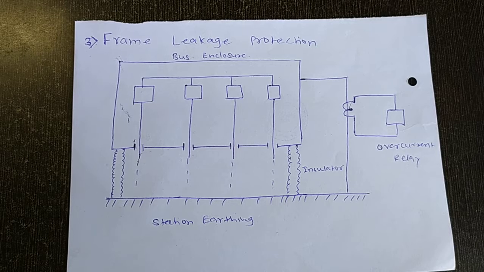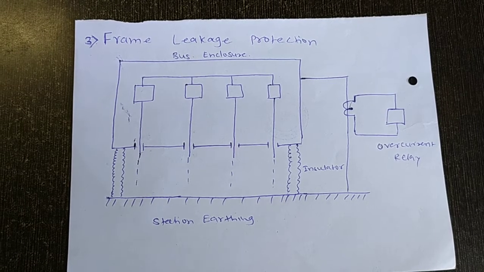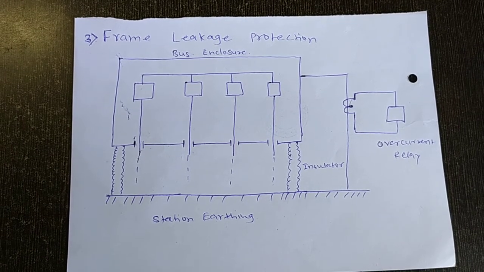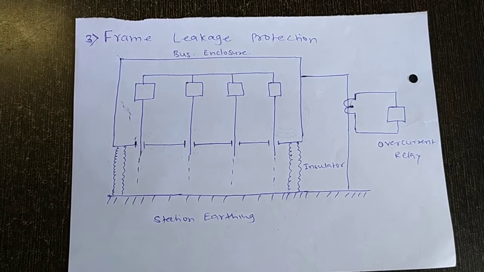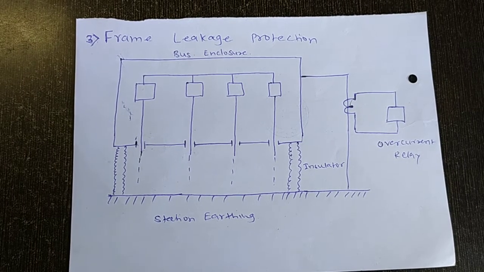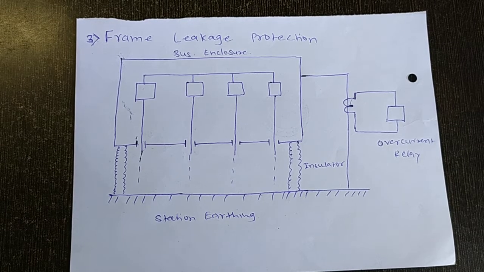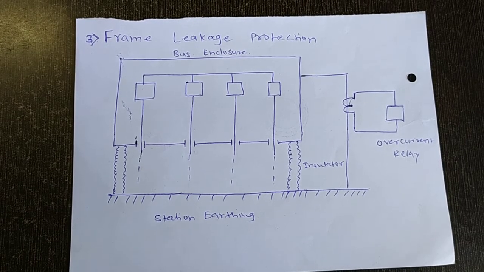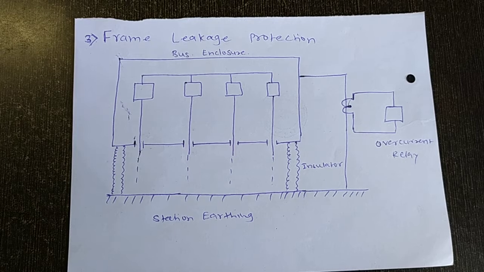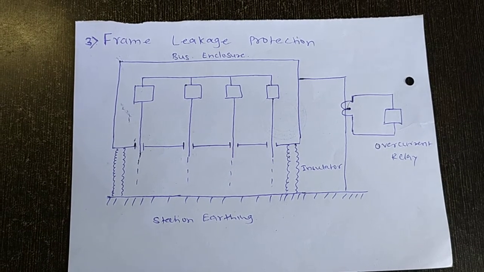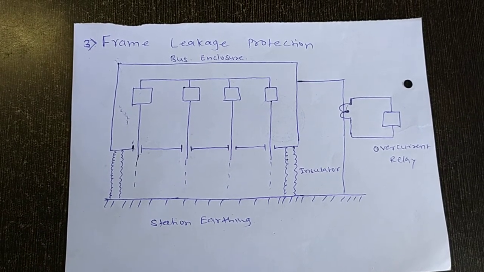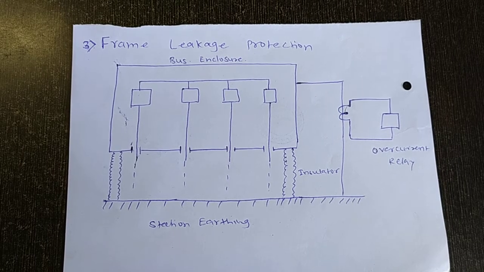Then the third one is the frame leakage protection. We have already discussed the frame leakage protection of the transformer. Here the bus bar enclosure is grounded through a wire and the bus bar enclosure is insulated from the earth. Whenever the bus enclosure is earthed, the CT primary is connected, and on the secondary side of the CT an overcurrent relay is connected.